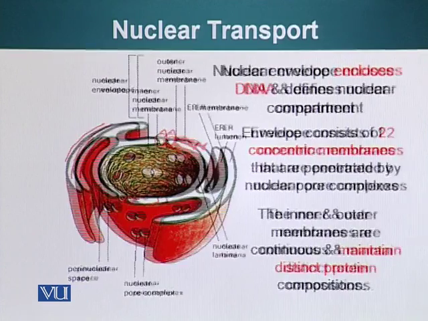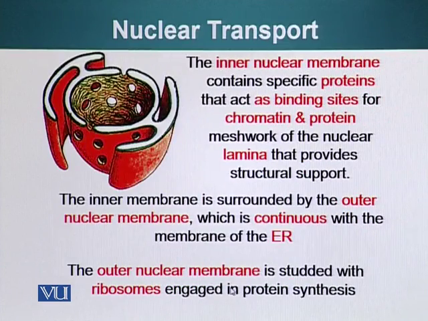The inner nuclear membrane contains specific proteins that act as binding sites for chromatin and the protein meshwork of the nuclear lamina. Here you can see these fibrous structures. This is the nuclear lamina. We have talked about the nuclear lamina before. It is a type of intermediate filament that provides structural support to the nuclear envelope.